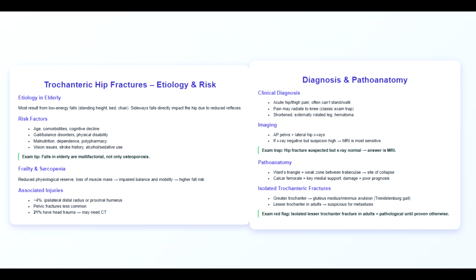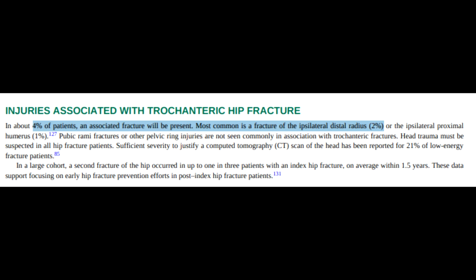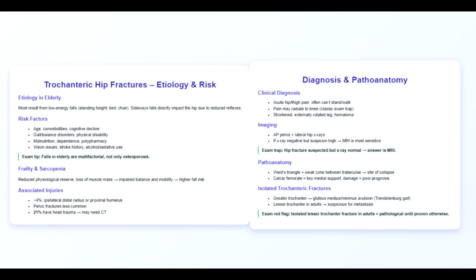Moving on, let's discuss associated injuries. In about 4% of cases, trochanteric fractures occur alongside other fractures. The most common associated injuries are fractures of the ipsilateral distal radius or proximal humerus. Less commonly, we may encounter pubic rami fractures or other pelvic injuries. And one very important exam point, in up to 21% of low-energy fracture patients, head trauma severe enough to justify a CT scan is present. So, in any exam question describing an elderly patient with a hip fracture after a fall, always consider whether additional injuries, especially cranial trauma, need to be investigated.